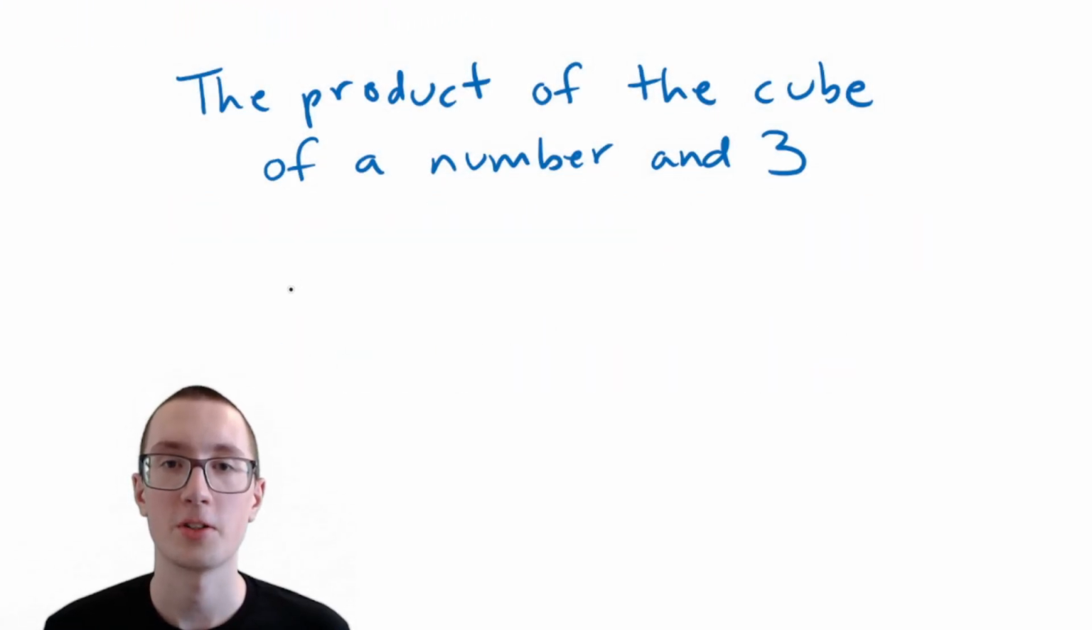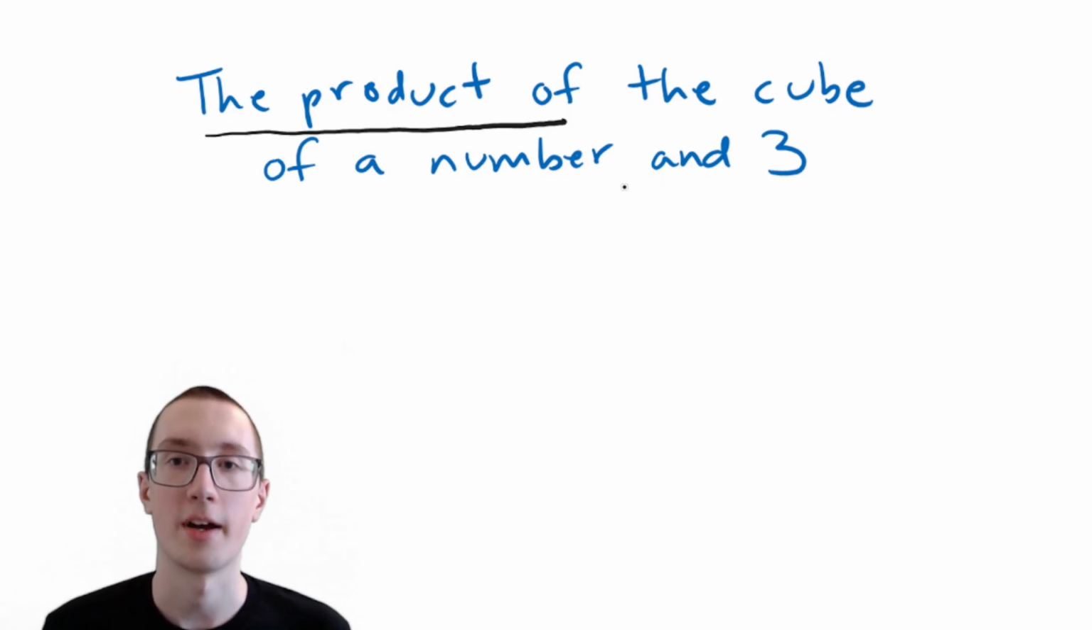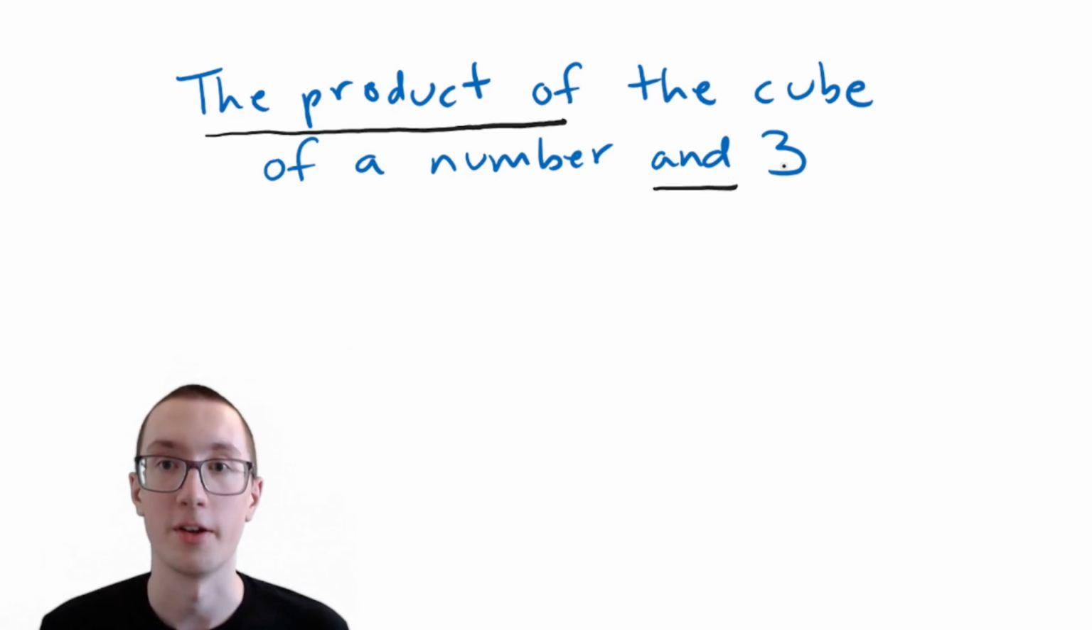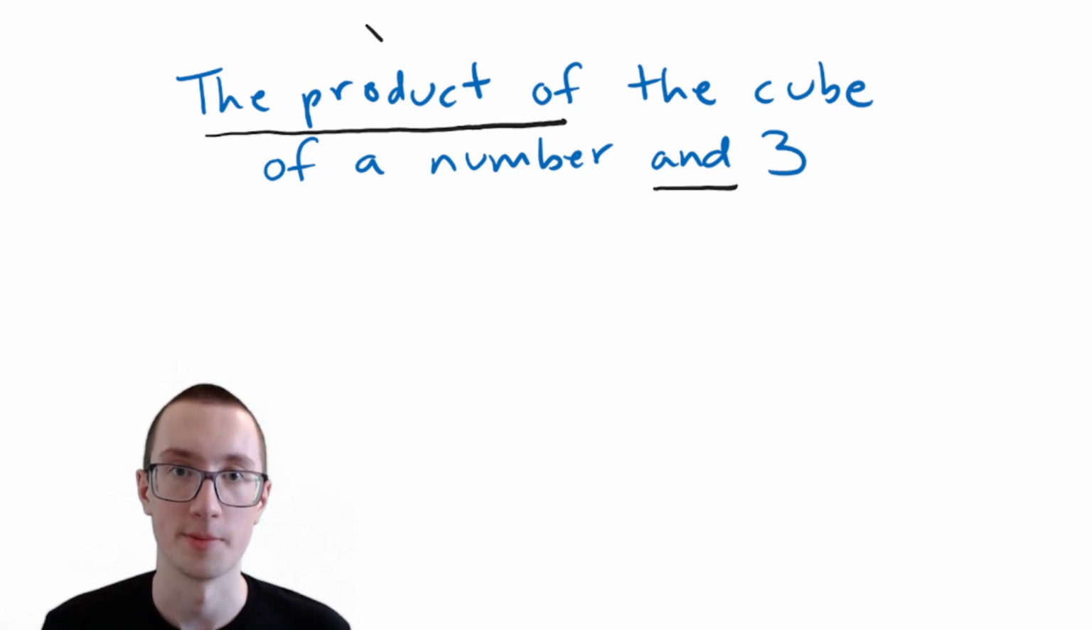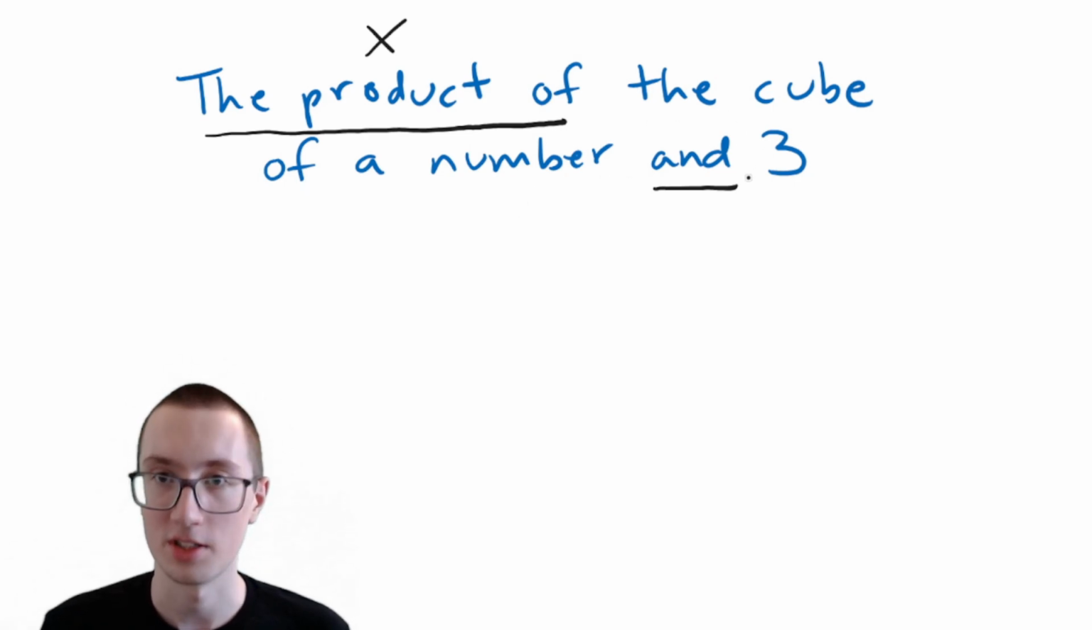Alright, so the product of the cube of a number and 3. Well, immediately I'm seeing "the product of," which is a very common phrasing, "the something of," right? So that immediately tells me that there's going to be an "and," which there is, and there's going to be 2 parts to it. The cube of a number and 3. Those are our 2 parts. And the product means multiplication. So we are multiplying these 2 parts together.